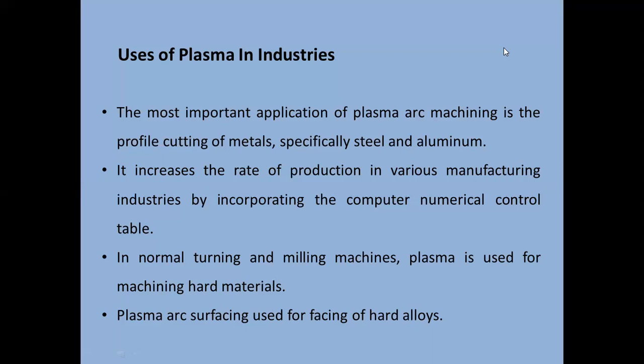Those materials can be easily surfaced, milled, turned, or machined with the help of plasma arc machining at a higher rate of production using computer numerical control. These are the major advantages in application of plasma in industries. Okay, so now we'll see process capabilities.